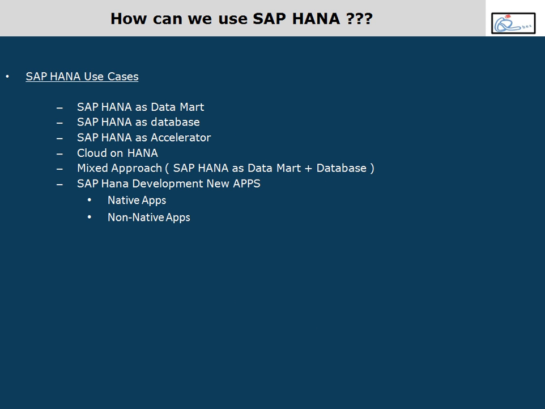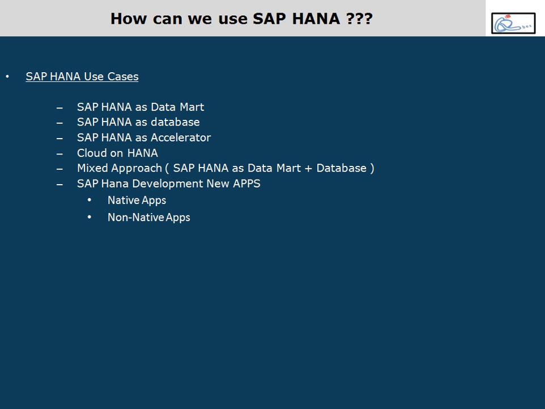Next, we can also have HANA on cloud. So we can have SAP HANA as a cloud also. When I say cloud, it will be installed as one central instance and multiple clients can start using the same infrastructure. That is also possible. Okay. Next is what? Mixed approach. When I say mixed approach, what? SAP HANA has data mart plus database also.